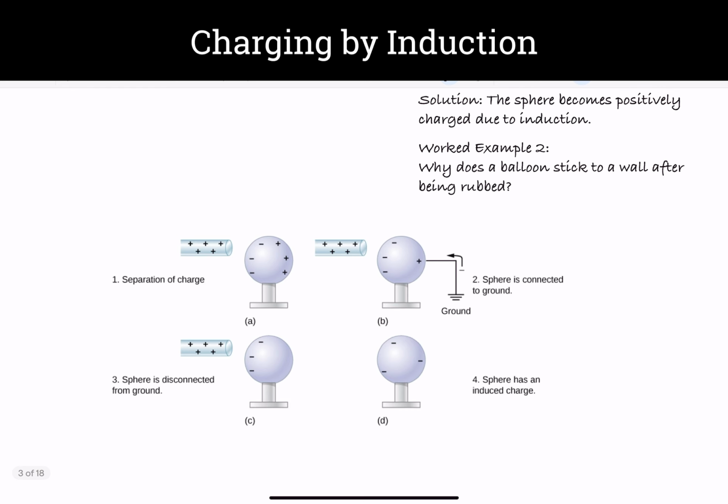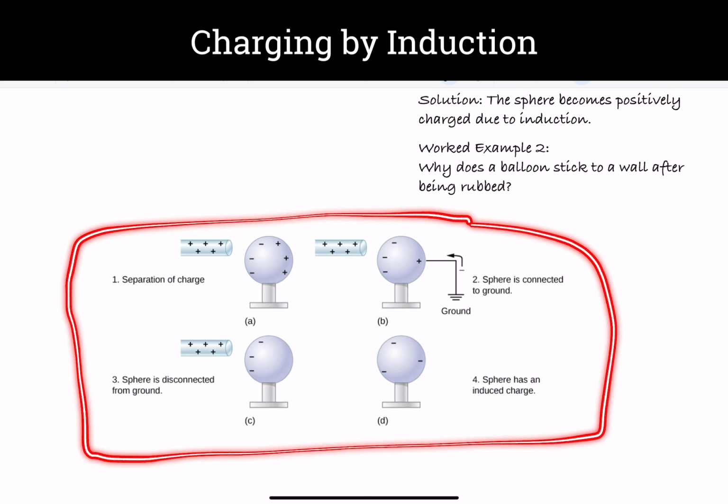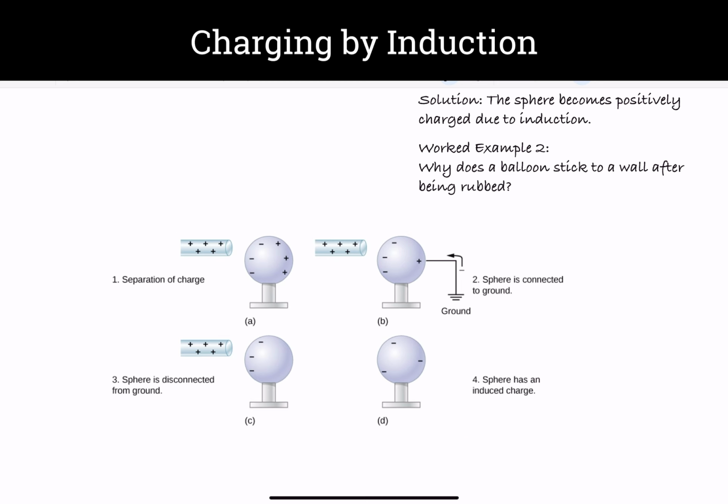Now, the phenomenon is clearly shown here in this diagram. So, number one, you bring a positively charged object near the uncharged one. The electrons move towards the positively charged object. Then you ground it. When you ground it, electrons from the ground come and replace this. So that part becomes almost neutral.